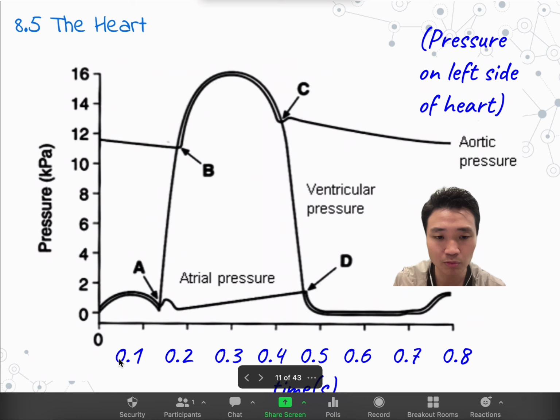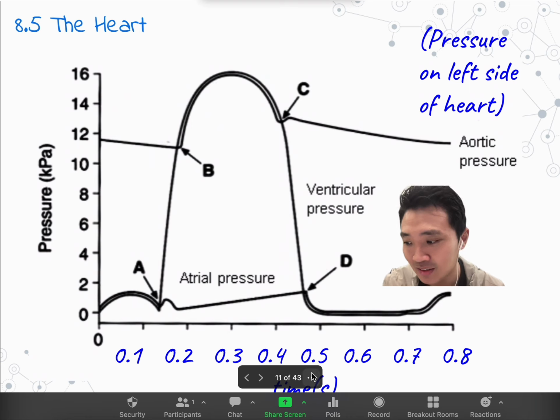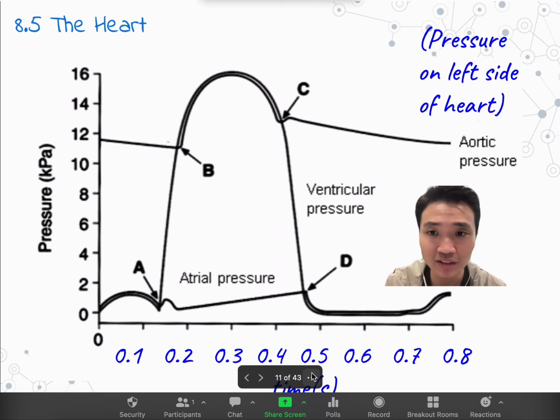And then right here, what Mr. Cho is showing on my screen, this is 0.1, 0.2, 0.3, 0.4, 0.5, 0.6, 0.7, 0.8, and so on. That's the first thing you need to do. And then you put time in seconds. It's already there. So this graph shows the changes in the pressure on the left side of the heart in 1 cardiac cycle. Remember I said 1 cardiac cycle is 0.8 seconds.